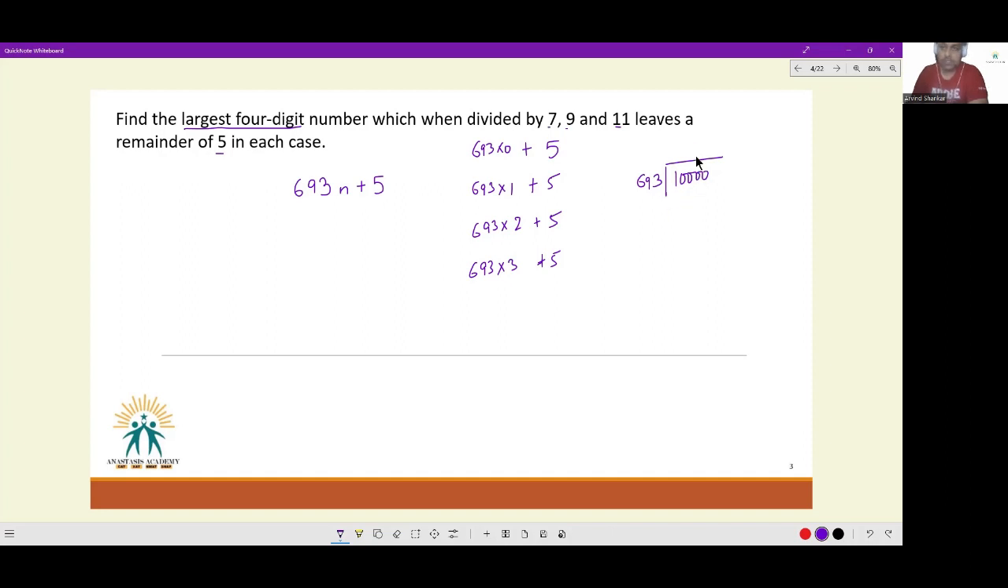When you divide this by 693, you get 1, 6, 9, 3. Then 3, 0, 7, and 0. So it will go 4 times. 4 into 3 is 2. 1 carried over. 7. And 3 carried over. 2, 7, 7, 2.